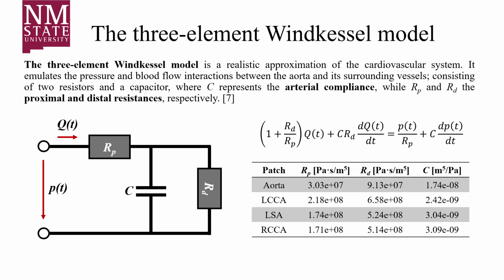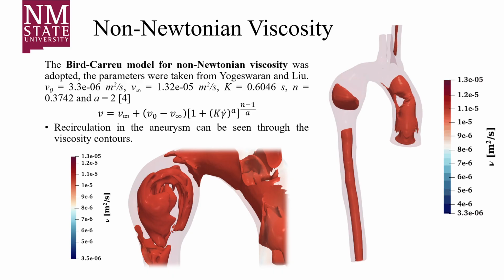Regarding the 3-element Windkessel model, this is a realistic approximation of the conditions at the cardiovascular system. This is achieved by solving the dynamics of a 2-resistor and 1-capacitor electrical system, where the resistors are stand-ins for the proximal and distal resistances, while the capacitor is the arterial compliance. The equation added to the CFD solver is shown in the middle of the slide, as well as the values for the resistances and compliance for each patch, which were taken from Duronio and Mascio. We can start discussing the results of the simulation.